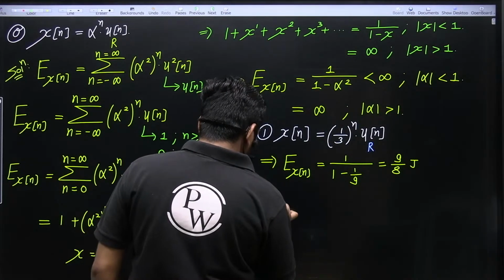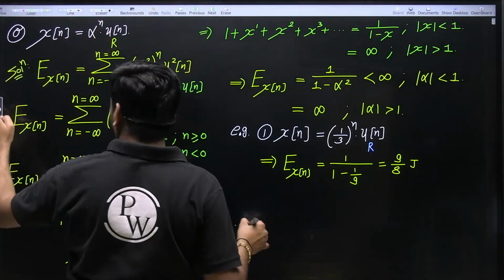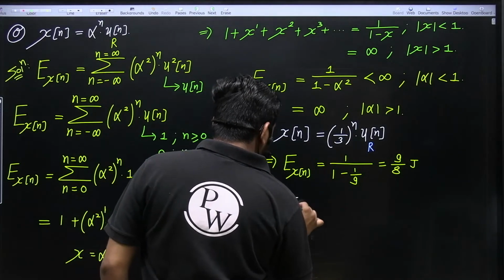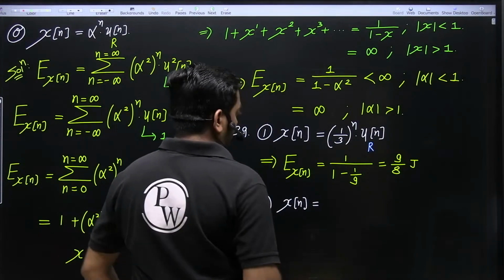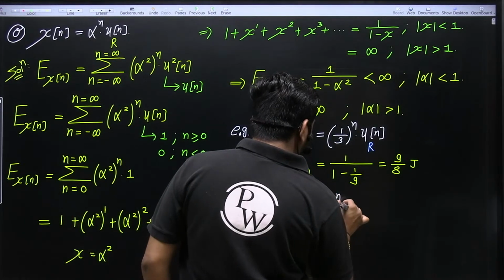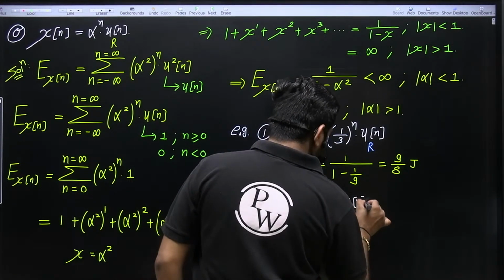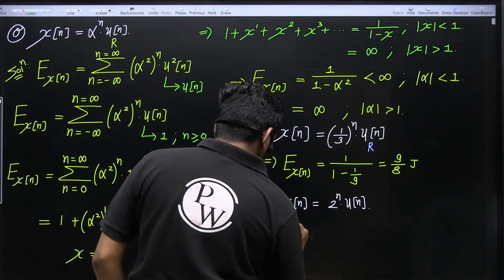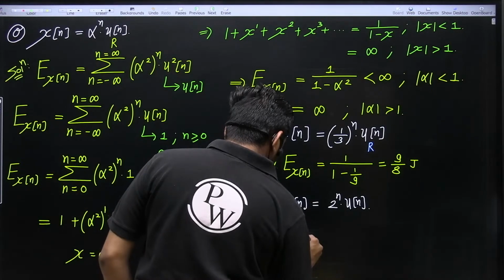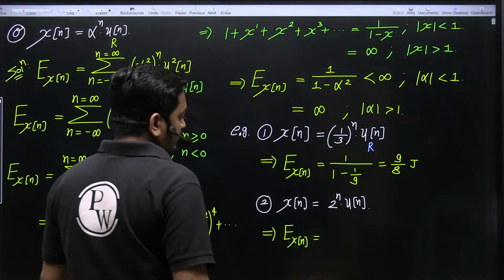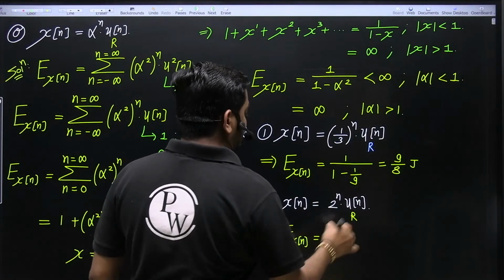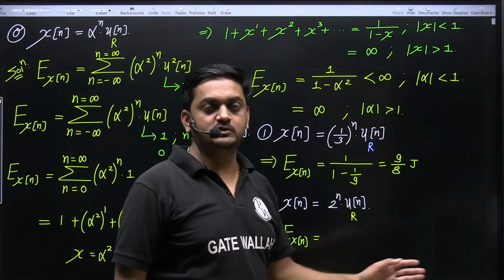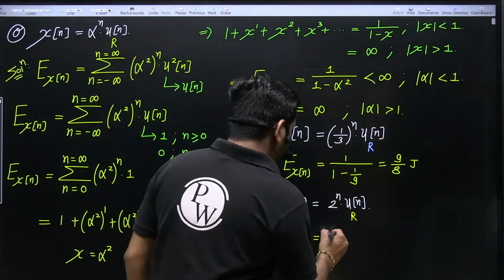And let us take one more question. x of n is equal to 2 power n into u of n. So what will be the energy of this signal, guys? Again, this is an increasing function, right sided. For n equal to 0, 1, 2, 3 it is increasing and right sided. So if you do the summation of an increasing function, then of course the answer is infinite.